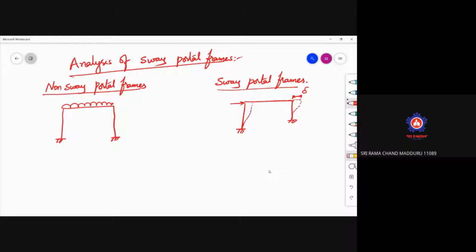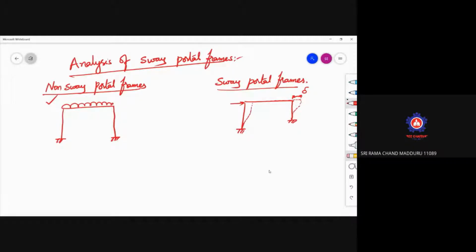So here in a portal frame, the sway occurs for different reasons, that we will see now. So here this is a non-sway portal frame. The analysis of a non-sway portal frame is similar to the analysis of a continuous beam. So first of all, you can calculate the distribution factors at the joints and the fixed end moments. Now we can start analyzing the problem similar to our continuous beam. We have already done many problems regarding this.